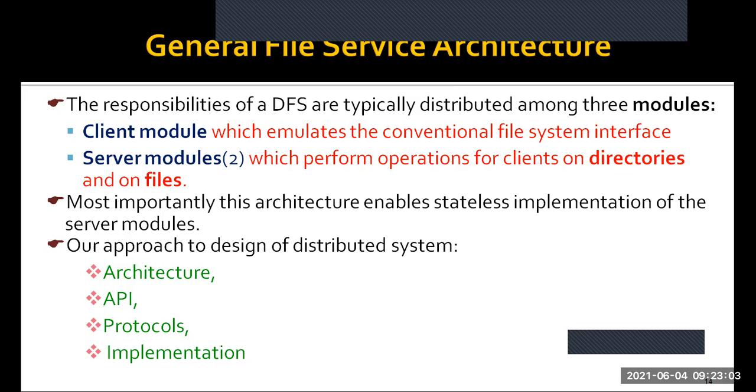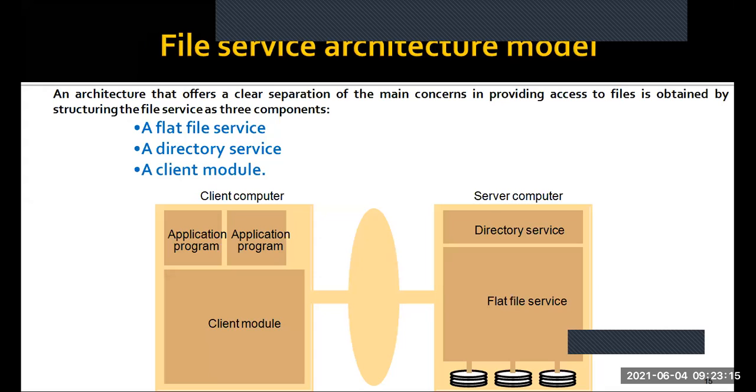And the design of any general file service architecture consists of the architecture to be considered and the API and protocols that are used and also implementation of these protocols to access the files. So coming to the file service architecture in general, the components included in the file service architecture are generally 3. One is the flat file service, another one is the directory service and the client module. And the file service architecture consists of both the client and server modules, client server systems. Why? Because the distributed file system is going to work in the client server model, so that the 2 systems have to be included in these distributed file systems also.